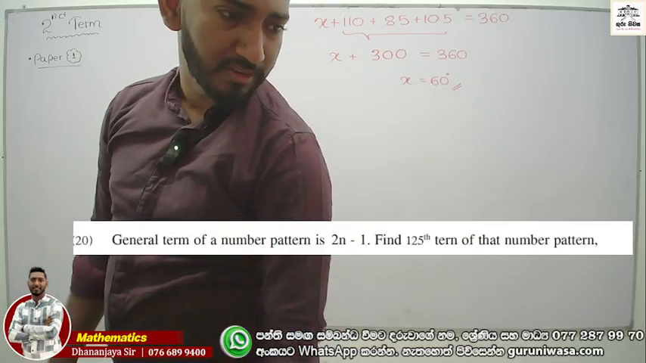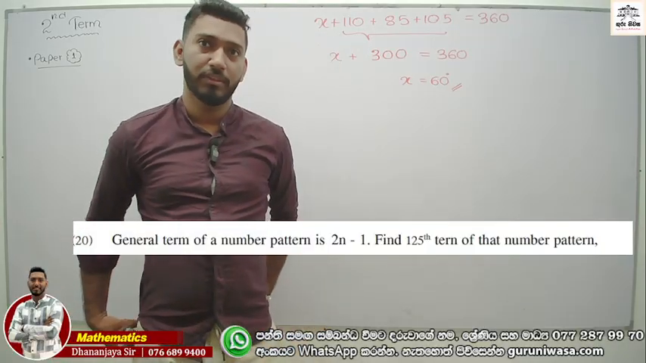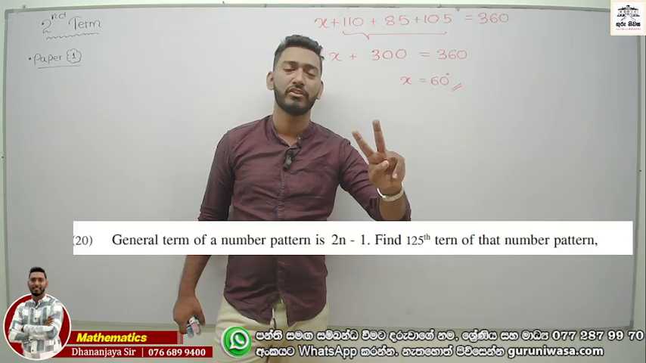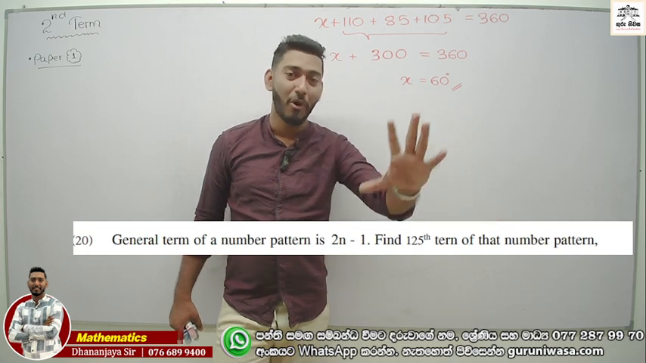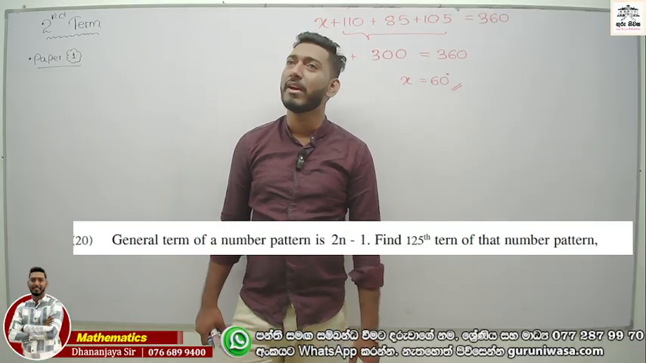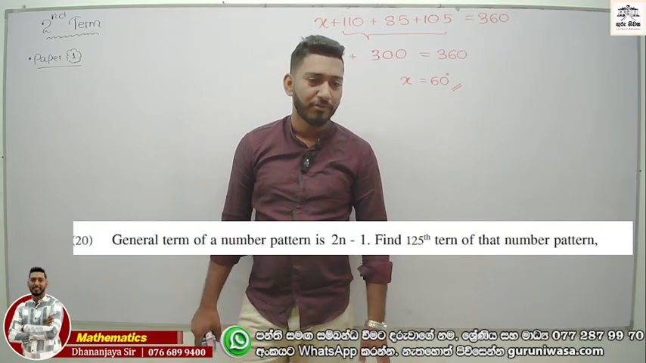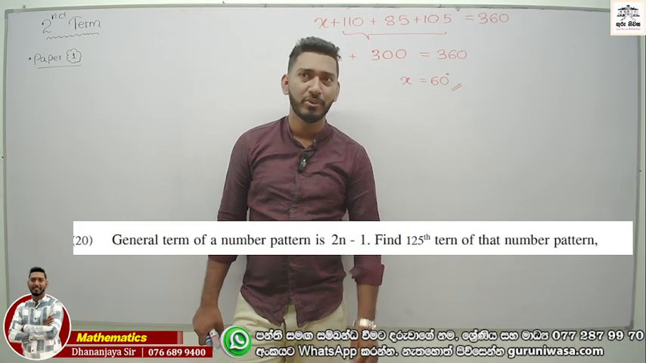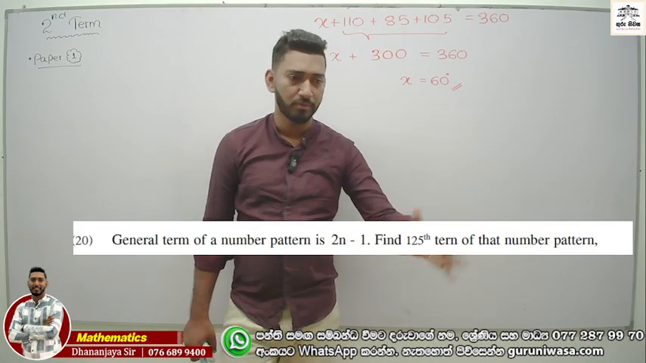Now question number 20, and this is the last question in part 1 of the paper. You know each question carries 2 marks. There are 20 questions, so how many marks? 40 marks. Now, the general term of the number pattern is 2n minus 1. The nth term is 2n minus 1. Find the 125th term of that number pattern. You need to substitute 125 into n. Now, find the answers.